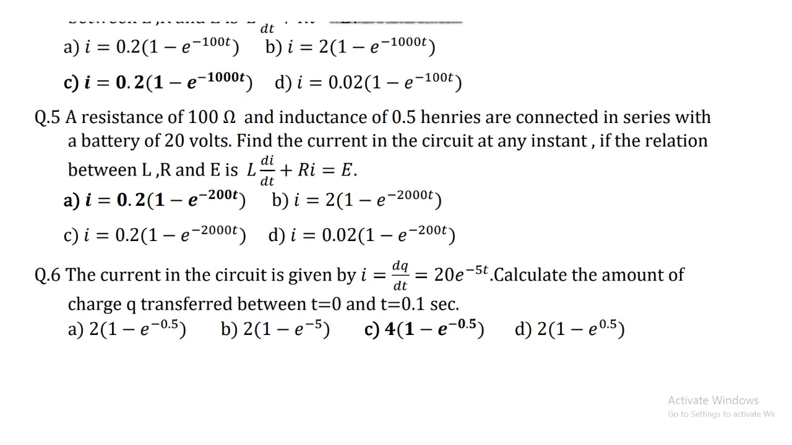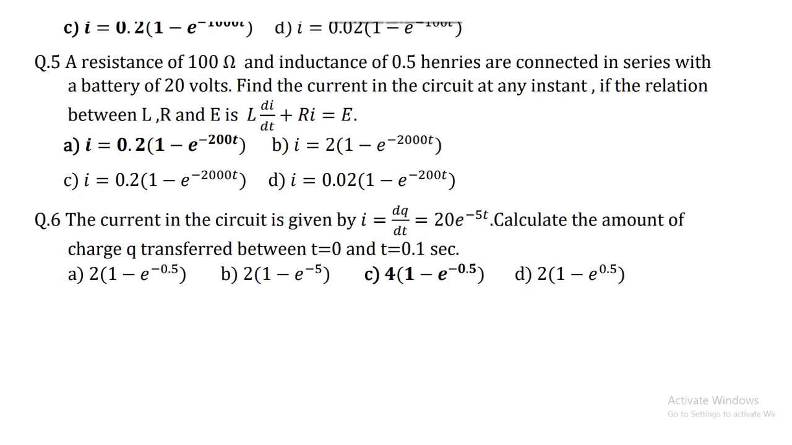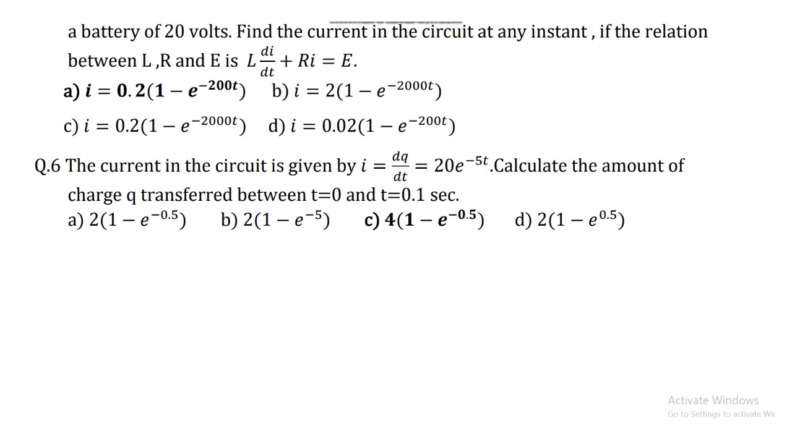Question number 6 is, the current in the circuit is given by i is equal to dq upon dt is equal to 20 e raised to 5t. Calculate the amount of charge q transferred between t is equal to 0 and t is equal to 0.1 second, and the answer is 4 in bracket 1 minus e raised to 0.5 minus 0.5.